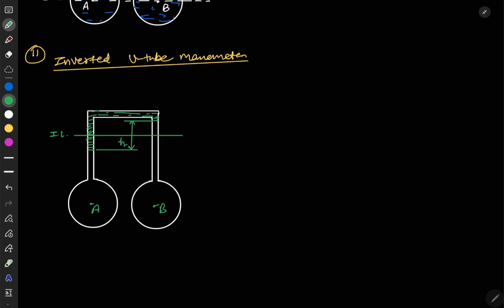This rho m is less than that of rho a or rho b. Because if it is higher than the density of a or b, then what will happen? It will be sucked inside the pipe. It will not stay on the top, it will fall into the pipe.